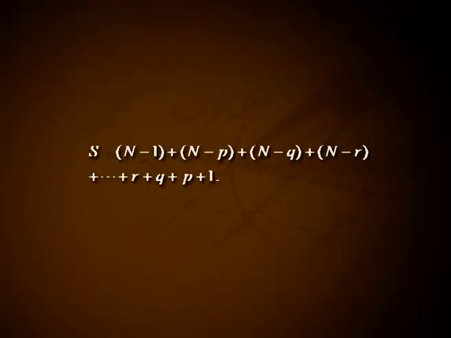Writing the series in the reverse order, we obtain s is equal to n minus 1 plus n minus p plus n minus q plus n minus r plus etc., plus r plus q plus p plus 1. Hence, by addition, 2s is equal to n plus n plus n plus etc., to phi of n terms, and therefore 2s is equal to n into phi of n, and so s is equal to 1 by 2 n phi of n.